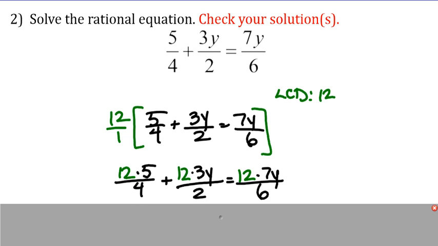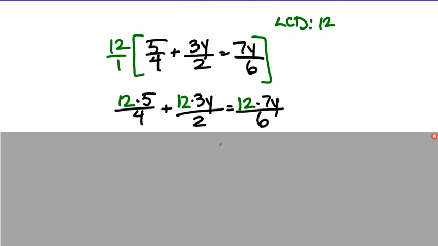At this point, again, we're looking to see what can we simplify, right? So we know that 12 has a factor of 4, so we could divide out 4, so we'd have 3 times 5. 12 has a factor of 2, we could divide out the 2, so that would be 6 times 3y. 12 does have a factor of 6, so we could divide that out, which would be 2 times 7y.